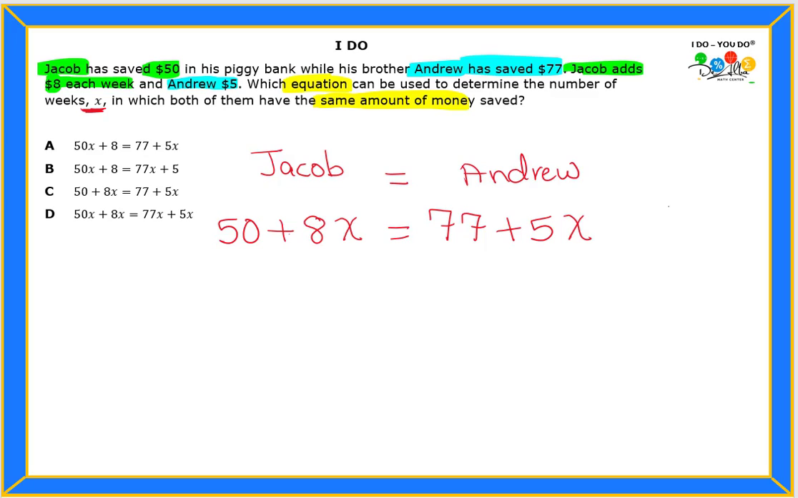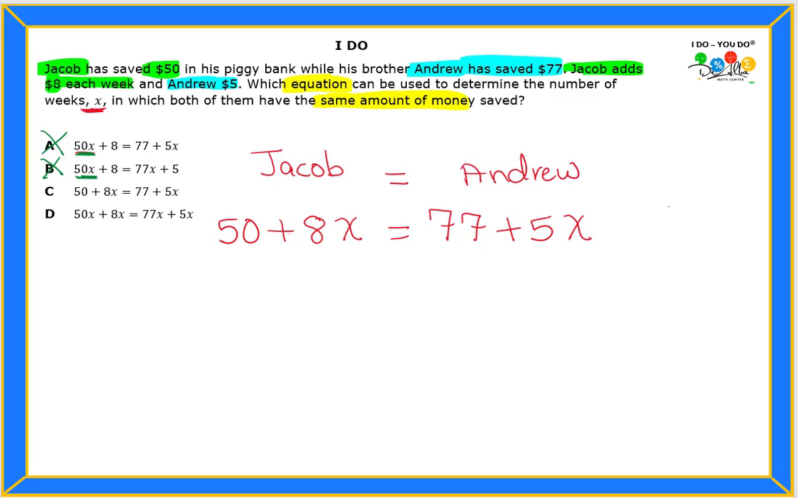So letter A cannot be true because the 50 has a what? It has an X, right? And no, it should not have an X. Who's supposed to have the X? The 8. Very good. How about letter B? Oh, it says the 50 and it has the X again. So nope, that cannot be an answer.